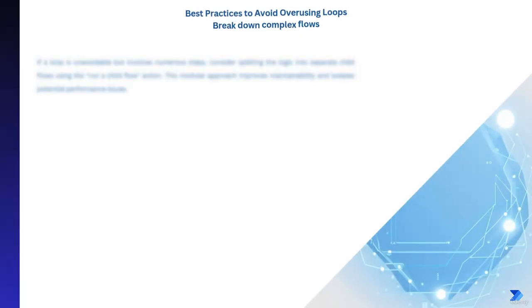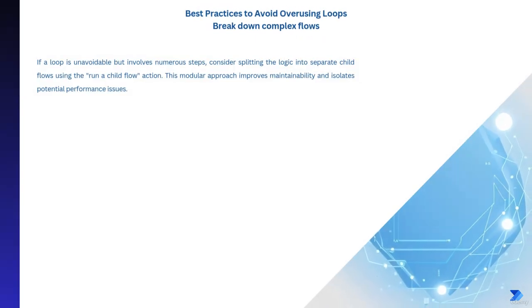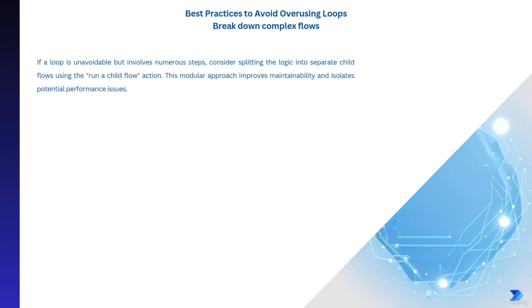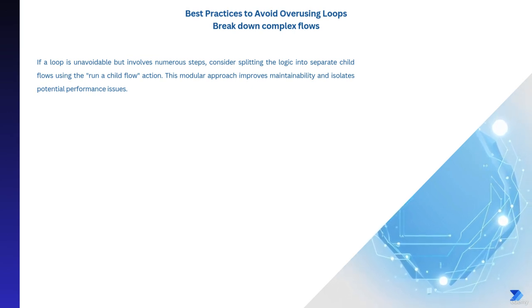Break down complex flows. If a loop is unavoidable but involves numerous steps, consider splitting the logic into separate child flows using the Run a Child Flow action. This modular approach improves maintainability and isolates potential performance issues.